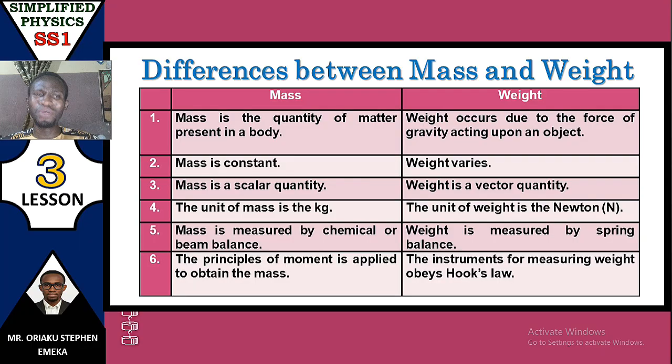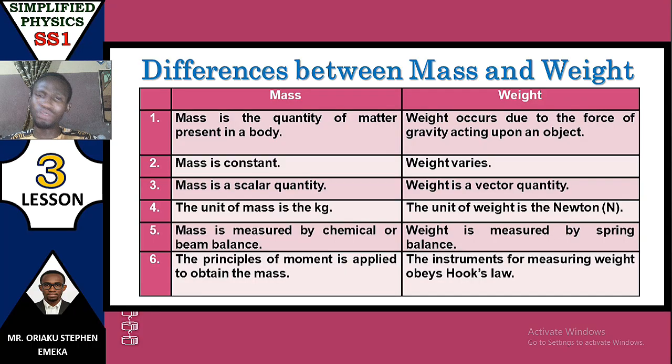Mass is a scalar quantity, while weight is what? A vector quantity. We are going to discuss scalar and vector in a few chapters to come. Scalar quantities are those that have magnitude but no direction, while vector quantities are those that have both magnitude and direction. The unit of mass is kilogram. The unit of weight is what? Newton. Mass is measured by chemical or beam balance, while weight is measured by what? Spring balance. The principle of moment is applied to obtain masses. The instrument used for measuring weight obeys Hooke's law.